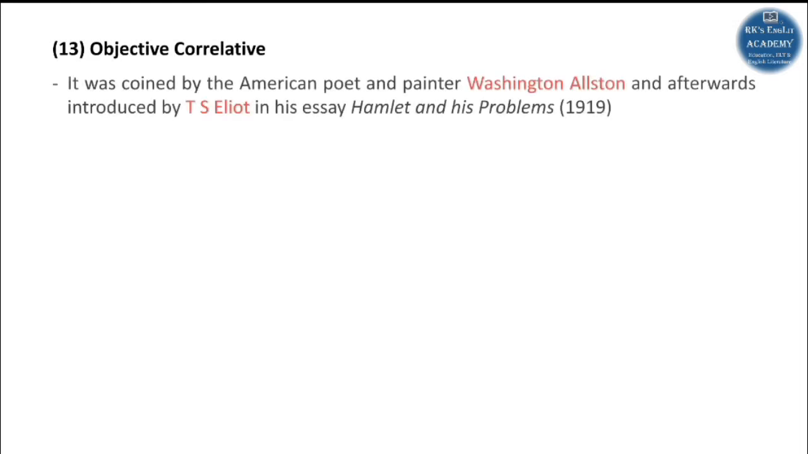Another one is objective correlative. Objective correlative was coined by the American poet and painter Washington Allston and afterwards introduced by T.S. Eliot in his essay Hamlet and His Problems, published in 1919.